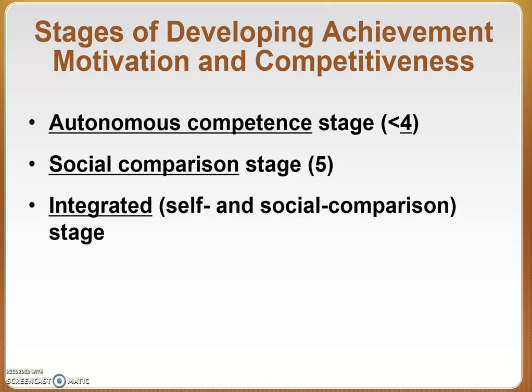In stage 2, you have the social comparison stage. Now look at the age of this stage. Typically, this happens at the age of 5. Why is that important? Because that's typically when children begin kindergarten. And when they begin kindergarten, now they are surrounded by peers, and they start to pay attention to what's going on around them.